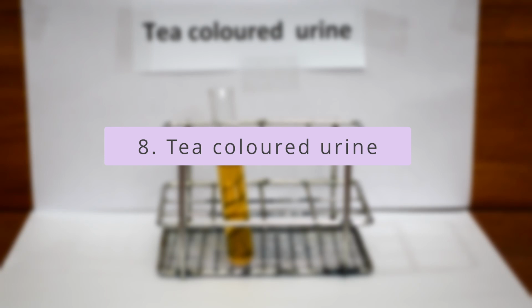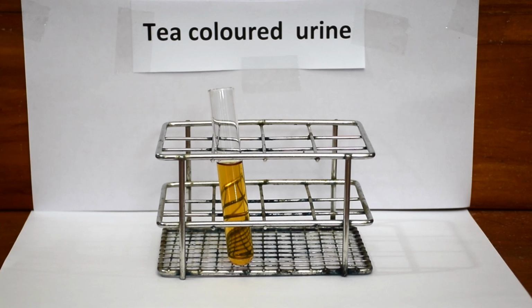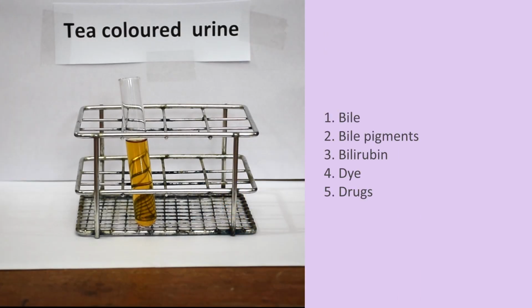Tea-colored urine can be due to the presence of certain substances. These include bile, bile pigments, bilirubin, certain dyes and drugs.